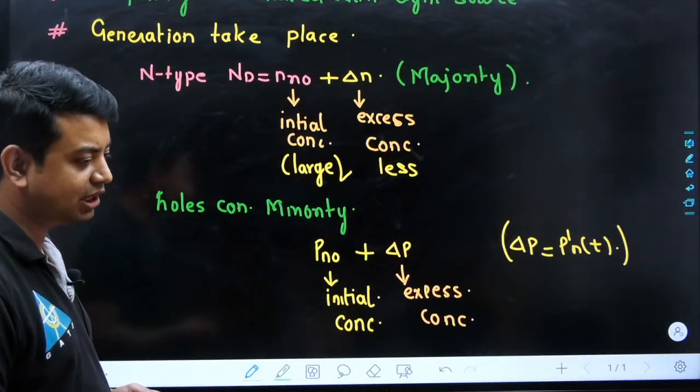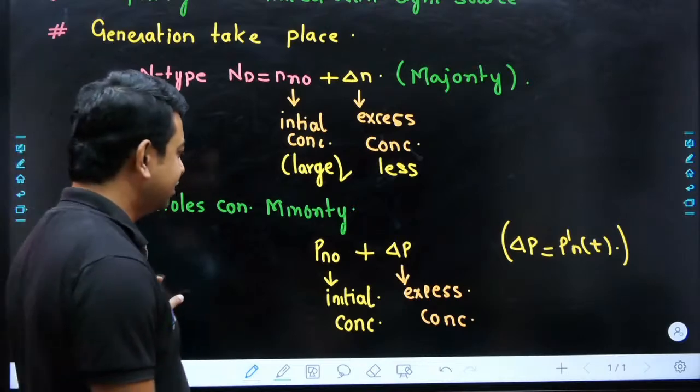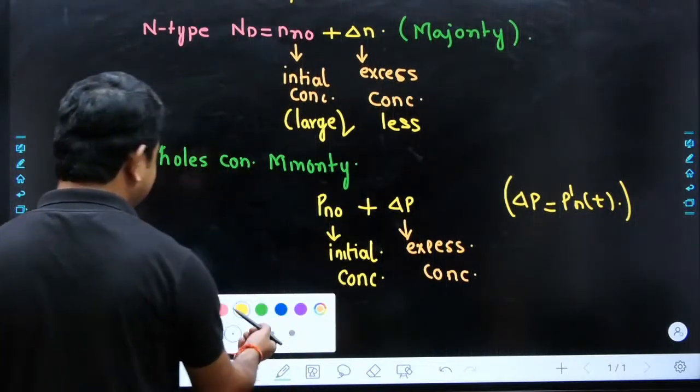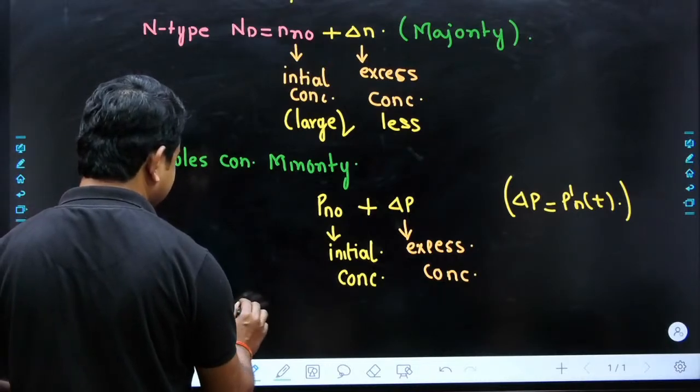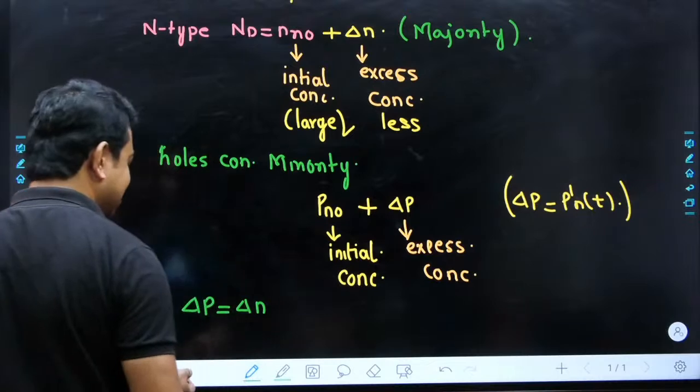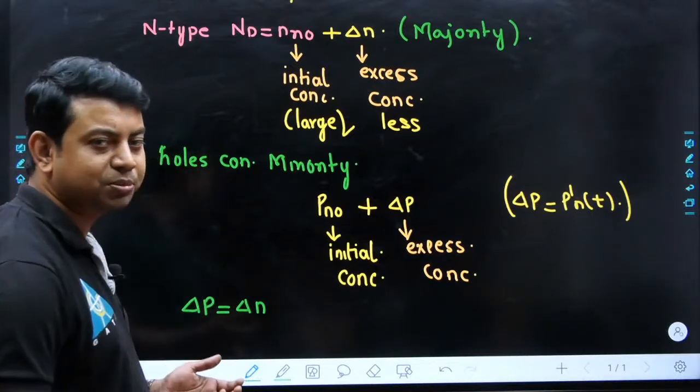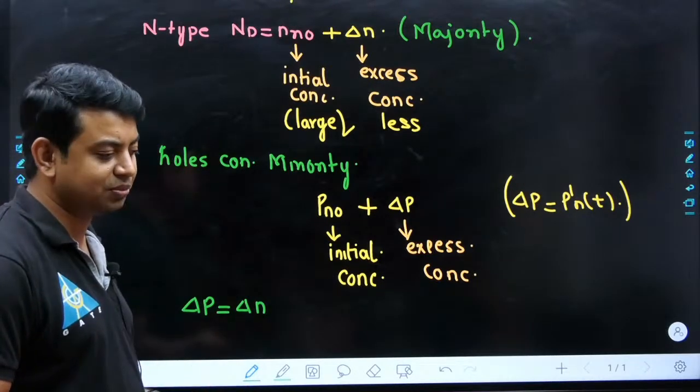Is delta n equal to delta p? Yes, here we are having delta n is equal to delta p, because whatever the charge carriers have been generated, the charge carriers will get generated when the electrons from the valence band will move to the conduction band, Advait.